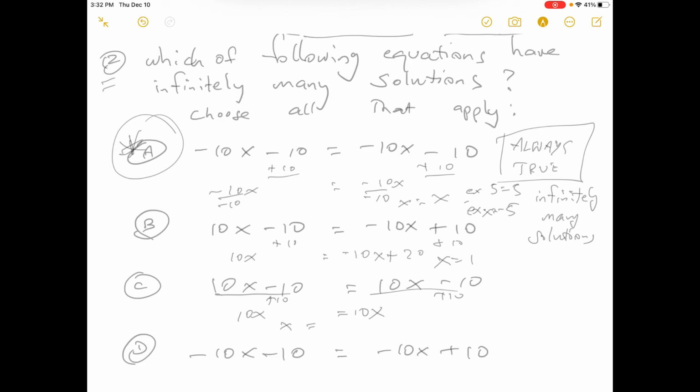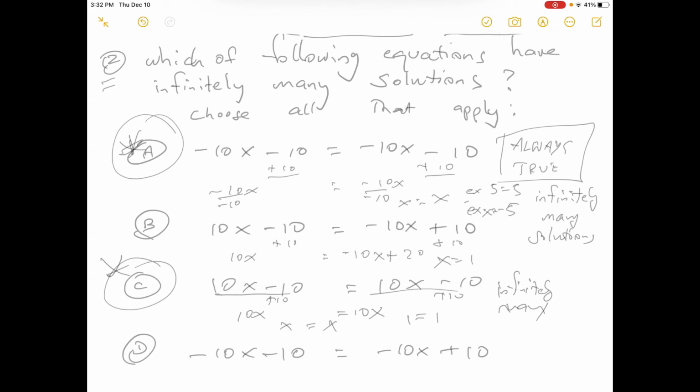You don't even have to go through this right now. Or 1 equals 1, right? In other words, this is infinitely many because it's always true as well. Infinitely many, and it's always true. It's the same thing as A, so I'm going to say A and C.